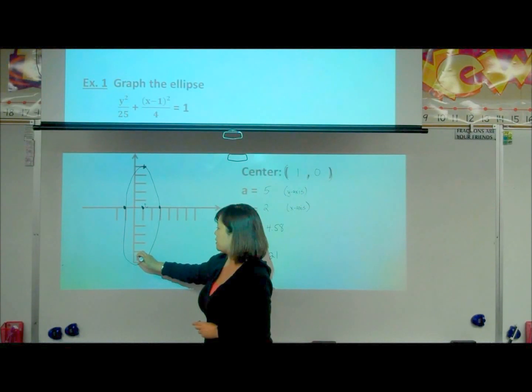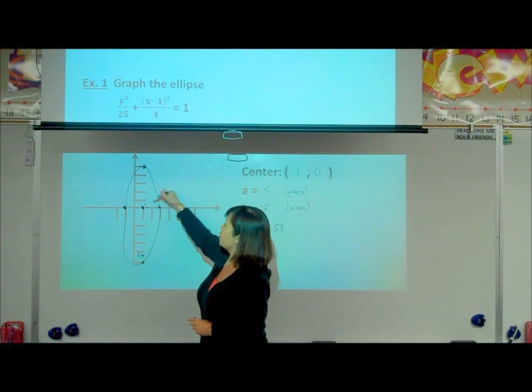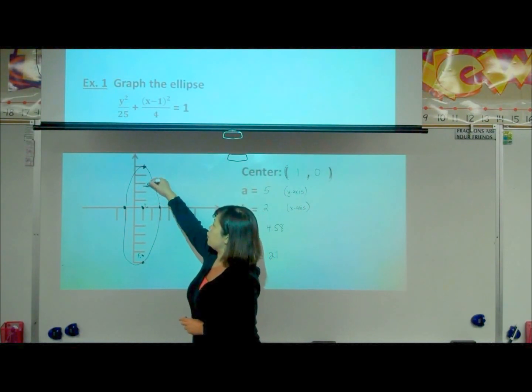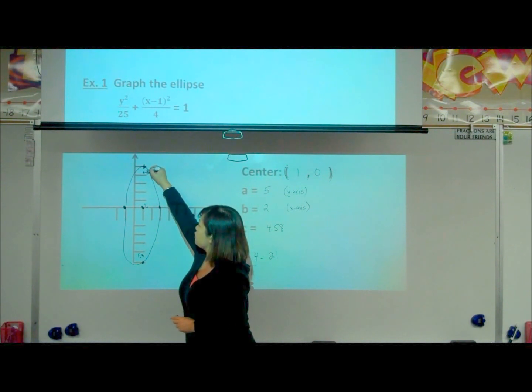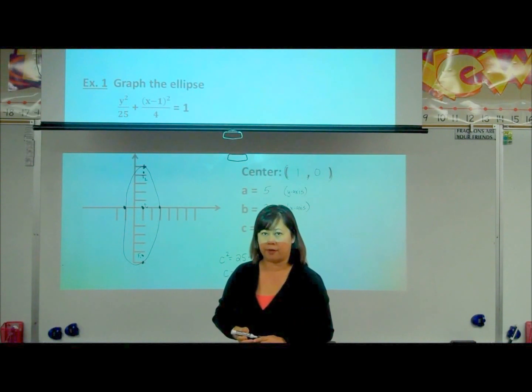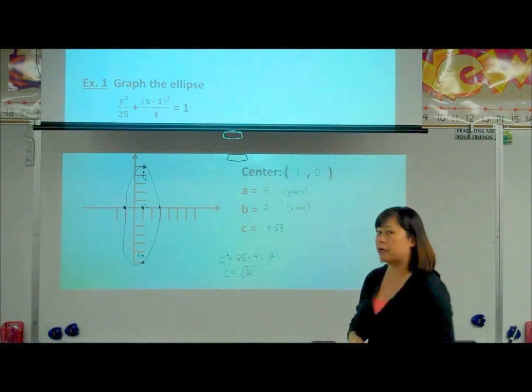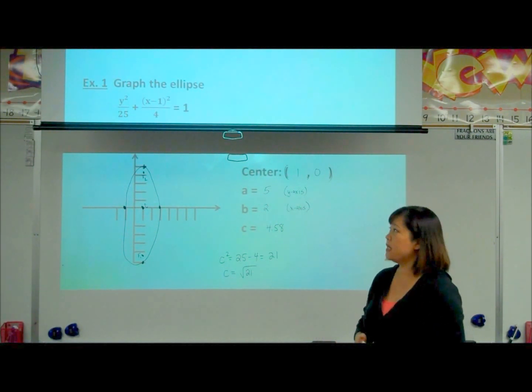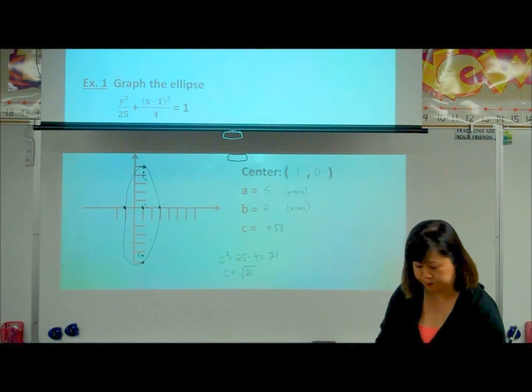So that's the foci, so I'm going to call it F1 right there. And then we're going to go the other direction, 1, 2, 3, 4.5. So it's going to be somewhere around here, and we're going to call it F2, because that's the foci right there. Okay? So that's the graphing part of the first example. Now let's go ahead and do example 2.